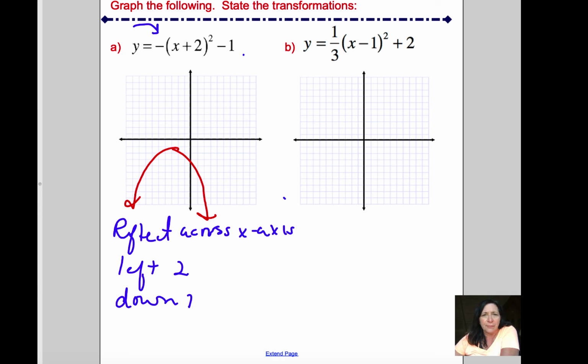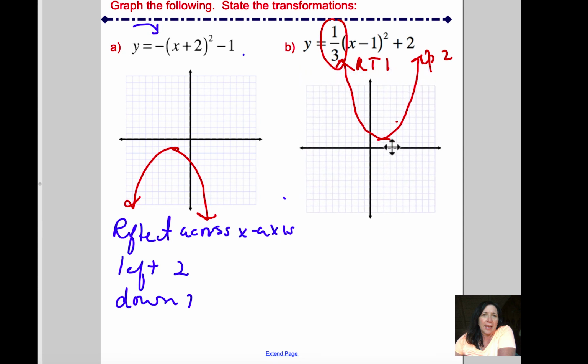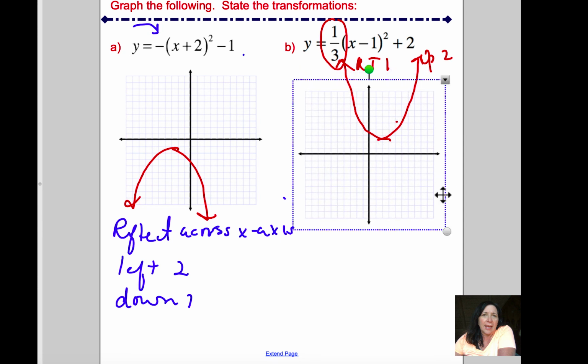For this one right here, the transformations are going to be a vertical stretch of 1/3. It also means I'm going to take my parabola and go right 1, and then go up 2. So let's say my parabola is now wider. I have no reflections. You always try to do the reflections first. So we've got a wider graph, like up 1/3. And now I'm going to shift my graph by -1, so that's going to be 1 to the right. So I'm going to move it to the right 1. And then I have to move it up 2. Okay, and so then that's it.